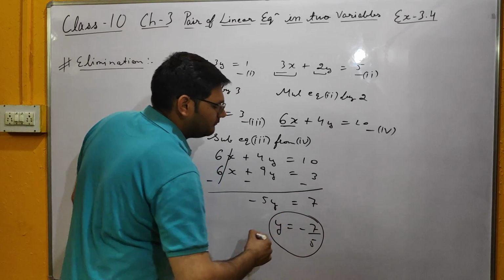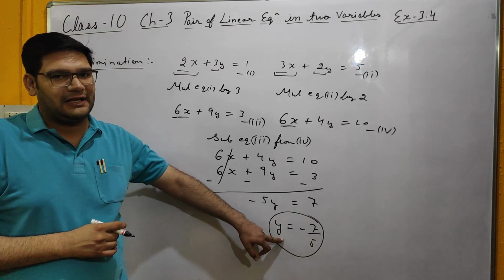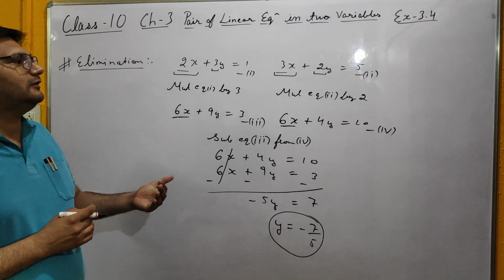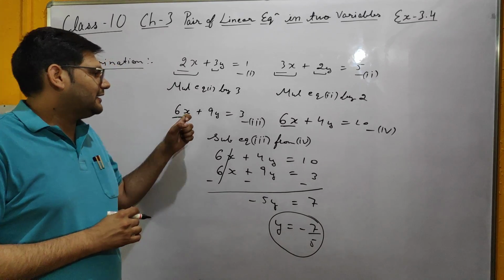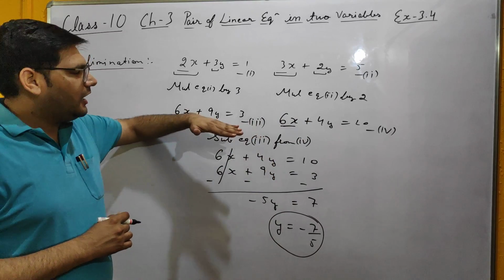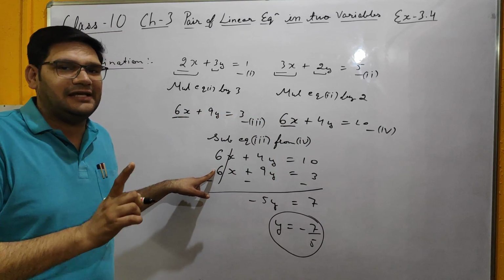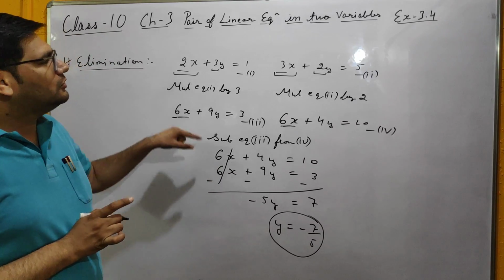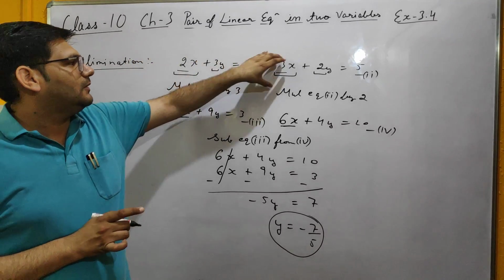Now we found the value of one variable. We found the value of y by the elimination method. And what is the elimination method? You need to eliminate, you need to cancel out either x or y. Alright. And how can you cancel them? If they are equal, only in that condition we can cancel them out. So first of all, you need to make them equal. Either make x equal or y.